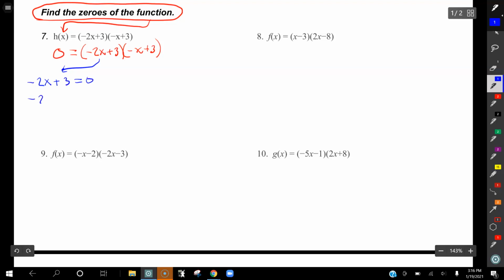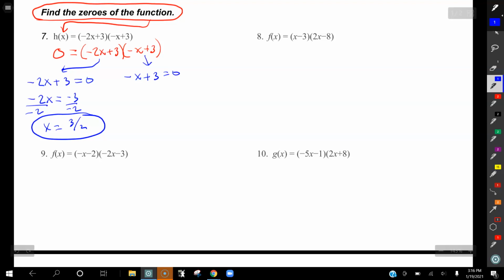We'll minus 3 from both sides, and then we'll divide both sides by -2, and that will turn into x is a positive 3/2. And this other one, when I do -x plus 3 equals 0, I can either move the 3 to the other side, make it negative, and then I have to divide or multiply by -1, which just changes the signs, and I end up with 2 answers.